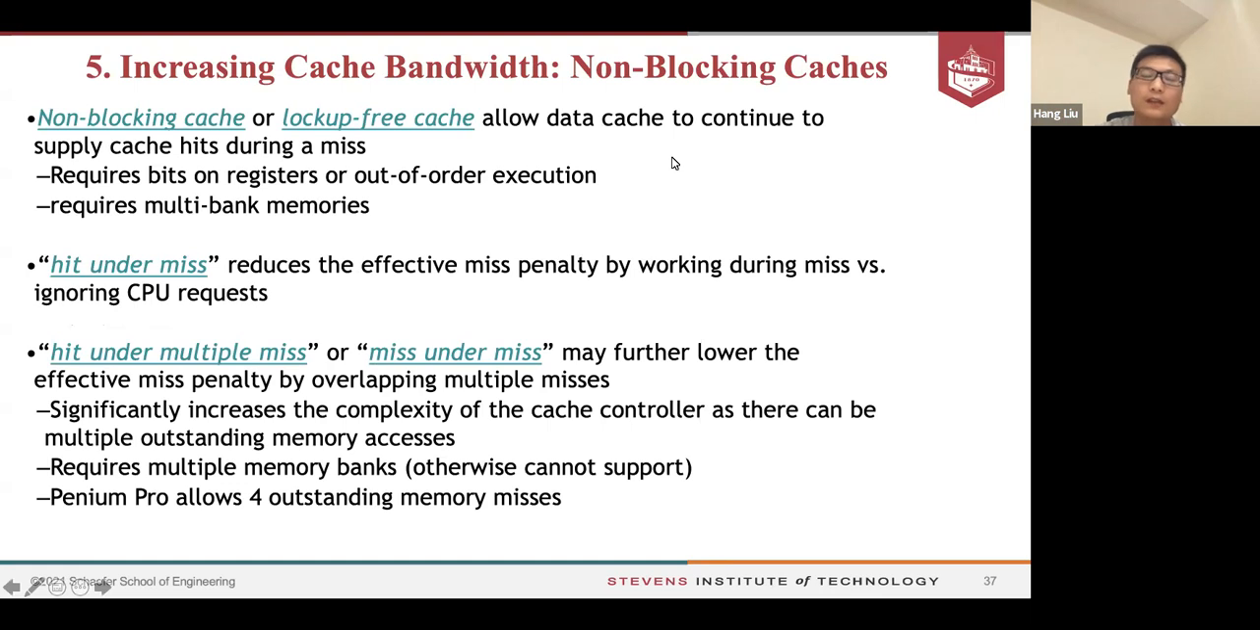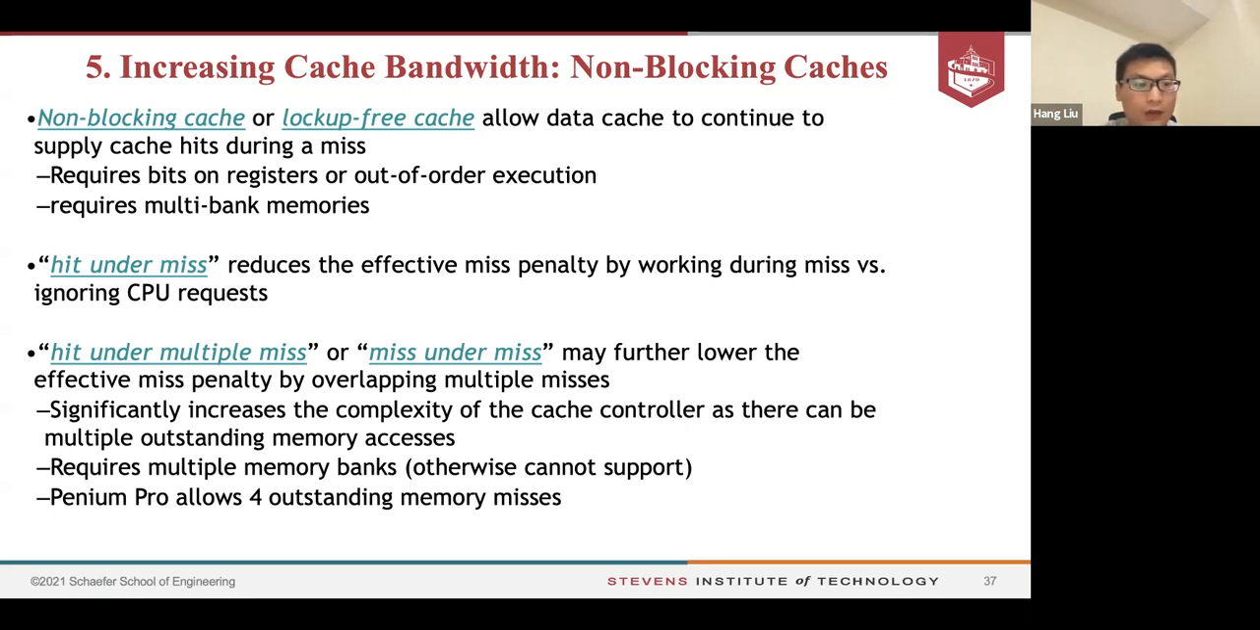Okay. We can also introduce non-blocking cache, right? Non-blocking cache or lock-free cache allows the data cache to continue to supply cache hits during a miss. Basically, this requires bits on registers or out of order execution, or requires multi-bank memories. Hit under miss reduces the effective miss penalty by working during a miss. Because even when you have a miss, we don't block the cache, we can supply the data even in time when you're handling the miss, right?